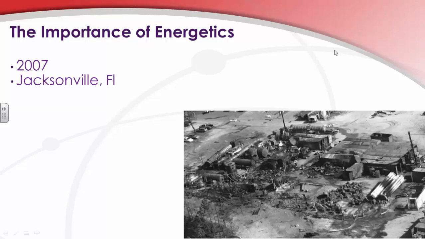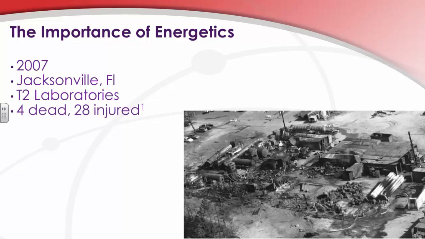So in 2007 in Jacksonville, Florida, T2 Laboratories was doing a reaction to generate a compound called MCMT that's essentially an octane booster for gasoline. The reaction went out of control, and the resulting explosion sent debris more than a quarter mile from the factory, which was completely destroyed. 4 people on site were dead, 28 people on site and in the surrounding area were injured.